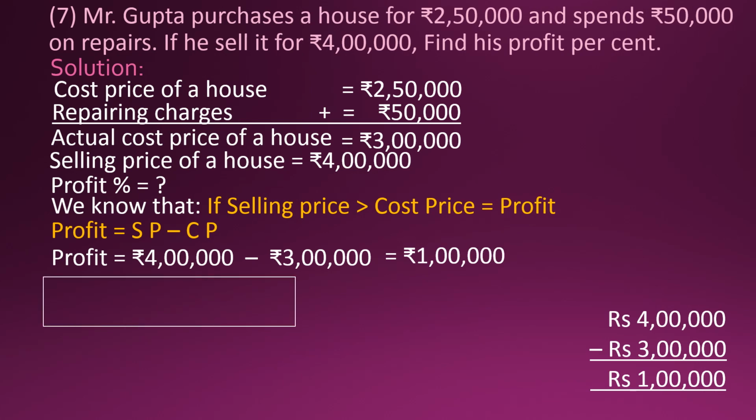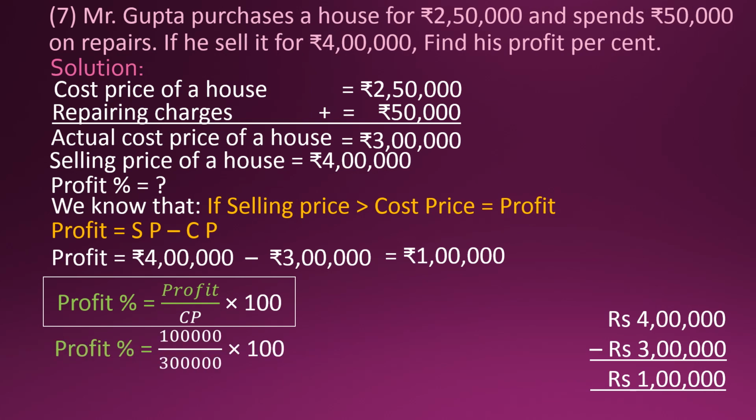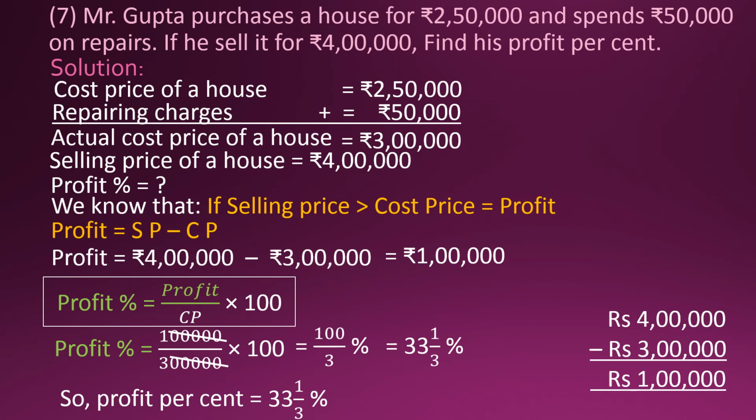Now we will find out the profit percentage and we know that profit percentage is equal to profit upon CP multiplied by 100. Now put the value. See, profit is equal to rupees 1 lakh and CP is equal to rupees 3 lakh. So write down 1 lakh upon 3 lakh multiplied by 100. Now simplify. Cut 50 by 50. Now it cannot be further divisible. So we have 100 upon 3%. And 100 upon 3 is an improper fraction. So let's convert it into a mixed number. So divide 100 by 3. We get 33 1 upon 3%. So profit percentage is equal to 33 1 upon 3%.